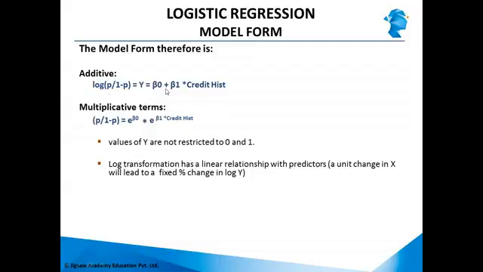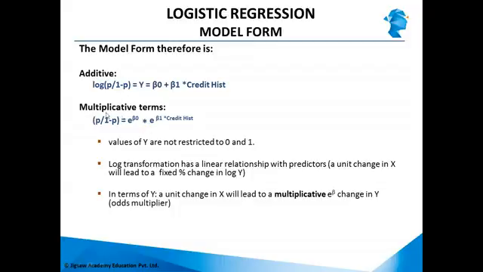A log linear model is when your y variable is logged but your x variable is not logged. If you had a log-log model, then a 1% change in x will lead to a beta 1% change in y. That's an outcome of a log-log model. In this example, we are using log linear. So a single unit change in credit history will lead to a fixed percentage change, which is a beta 1% change in the log of y.